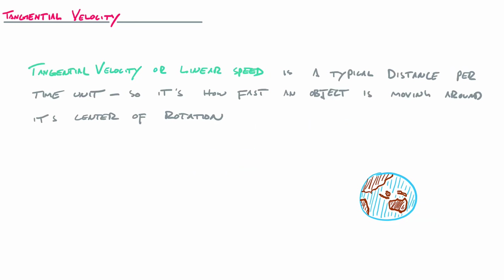All right, tangential velocity or linear speed or linear velocity, that's a standard or typical distance per time unit. So like this many feet per second, right? So it's not a rotational measurement per some time unit. It's an actual distance, miles per hour, right? That's a standard speed. That's what tangential velocity or linear speed is. So it's how fast an object is moving around its center of rotation.